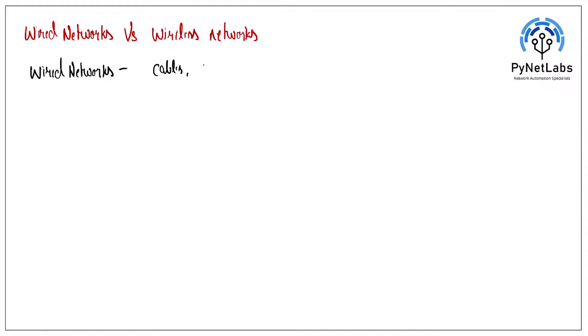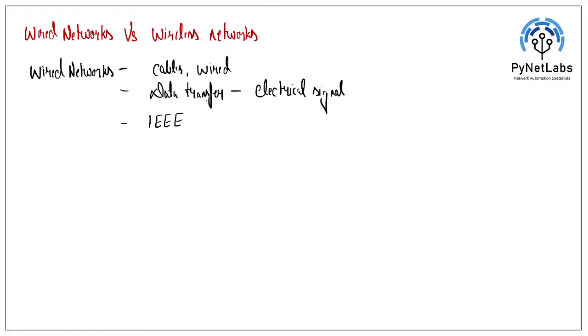So cables, or we can say wires, are used there because this is a wired network, right? And the data transfer in the wired network is always in the form of electrical signals, because whatever data we send over the wires from one place to another is processed in the form of electrical signals. The IEEE standard for wired networks is 802.3, and this is defined as wired Ethernet.